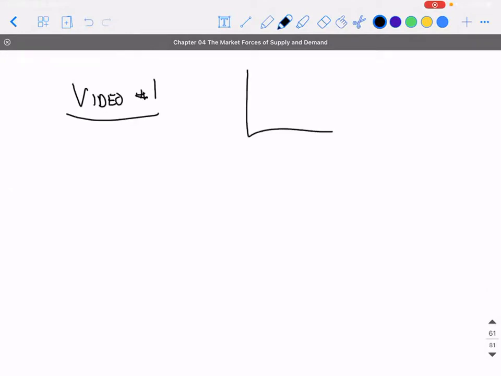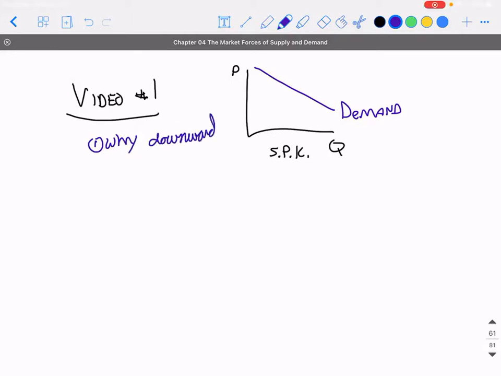Video number 1. Beginning with my example of Sour Patch Kids. That was my demand curve that was downward sloping. We looked at why it is downward sloping. That would be the law of demand. We looked at movements versus shifts.